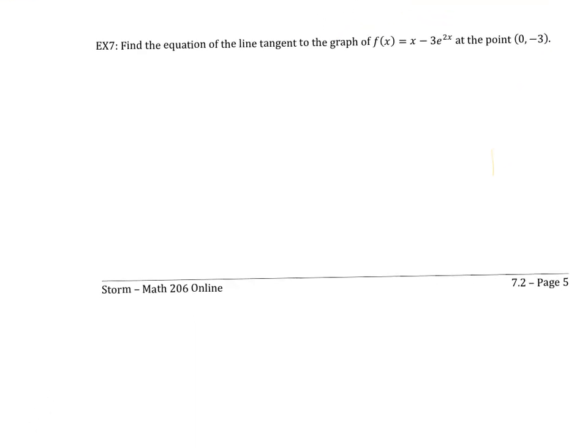So for example 7, we have to find the equation of a tangent line to the graph at a given point. Whenever we find the equation of a line, we're going to use y minus y sub 1 is equal to m times x minus x sub 1. So we need our m and we need our point. Well, we have our point, right? Our x sub 1, y sub 1 is 0, negative 3. So the only thing I need is my slope.